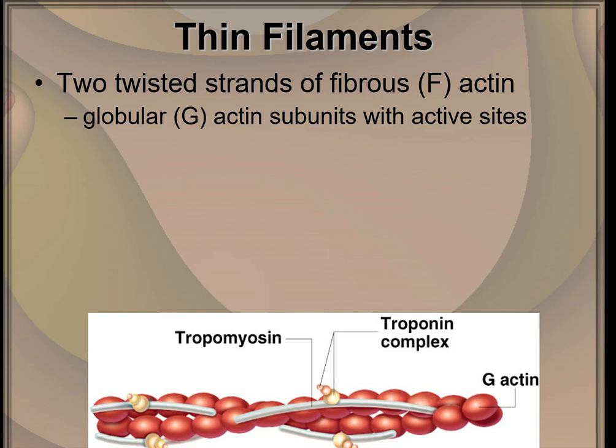Now, these subunits, these beads, each of those beads has what's called an active site, okay? And the active sites are blocked when the muscle's relaxed. So where are the active sites? They're actually underneath this white strip, okay? This white strip's called tropomyosin. It blocks the active sites. All right?